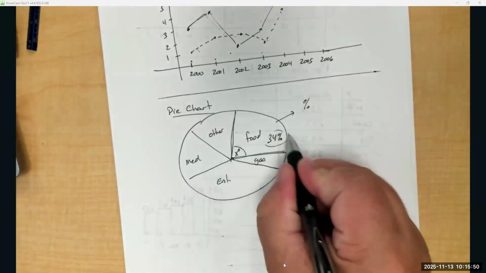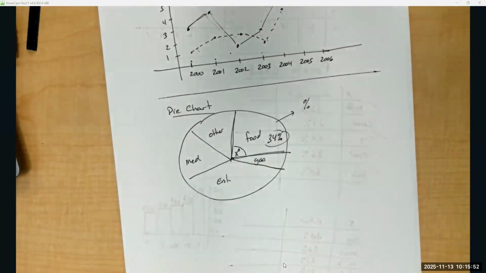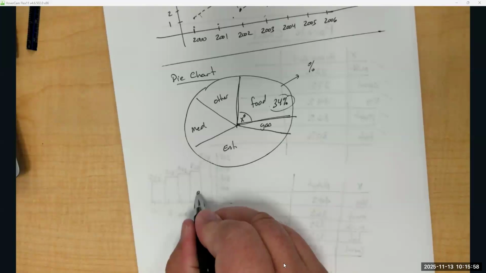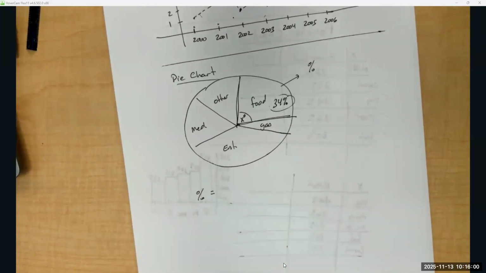But how do we go from percent to degrees? Well, first off, it's a whole mathematical process. What is a percent? No. An average is an average. What's a percent? Because how do you find the average? You add them up, divide by how many you have. That's average. You don't do that here.